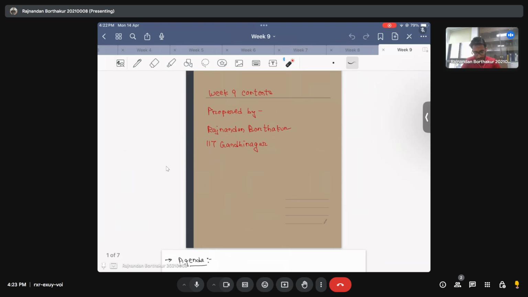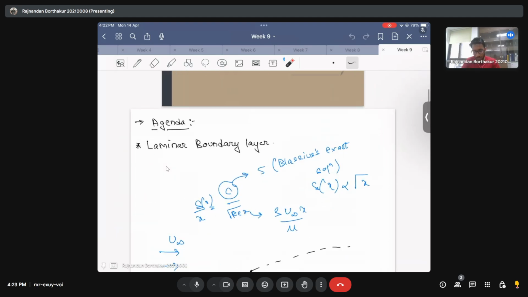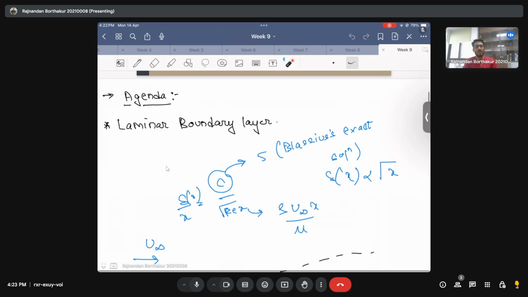And then in week 9 we went on to laminar boundary layer analysis, where we looked into the exact solution given by Blasius of the boundary layer equations. Then we also looked into something known as the von Kármán momentum integral approach. And we saw that the exact solution given by Blasius and the von Kármán momentum integral approach resemble each other to a fair bit of accuracy.